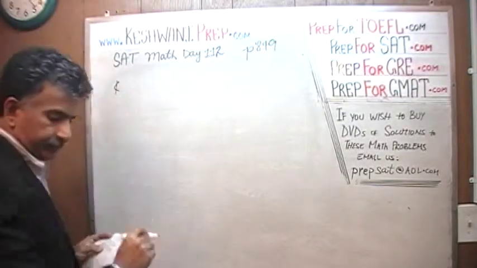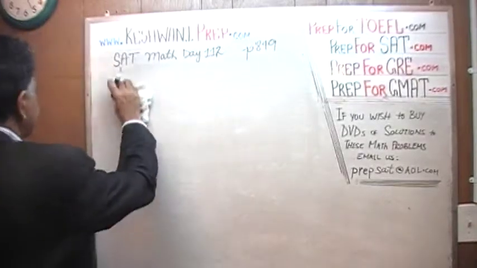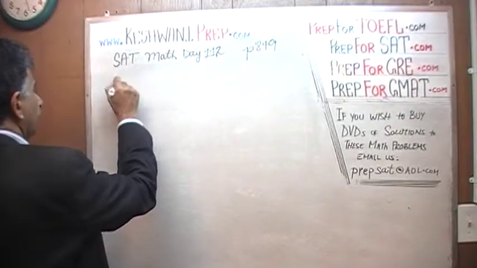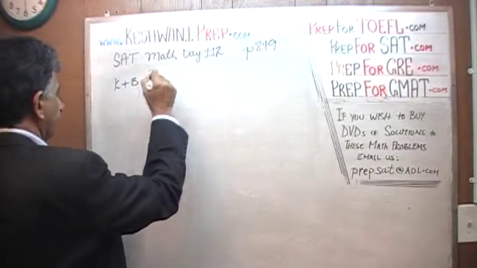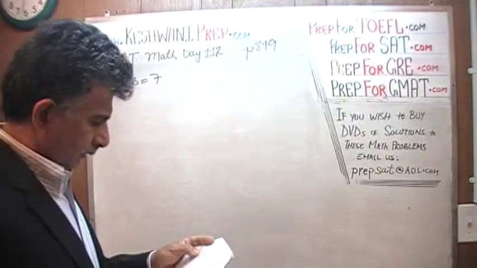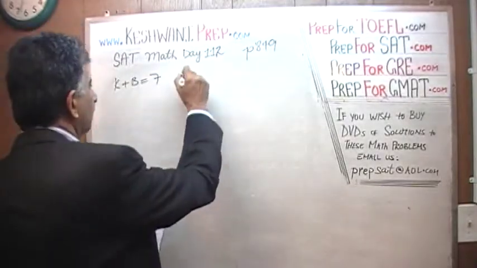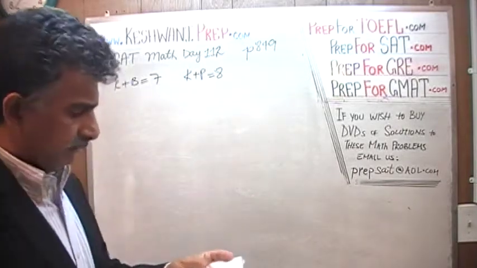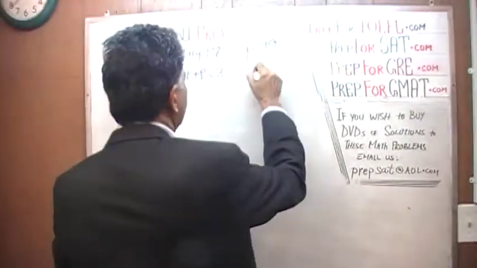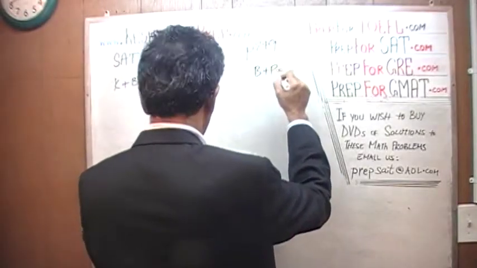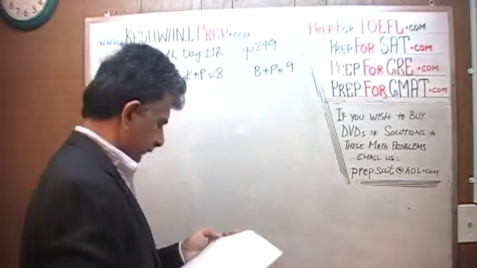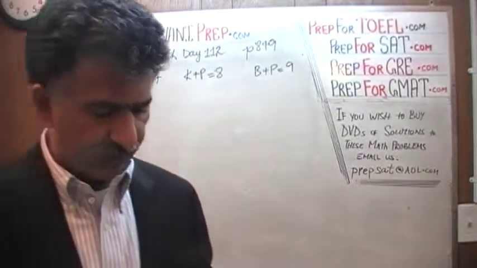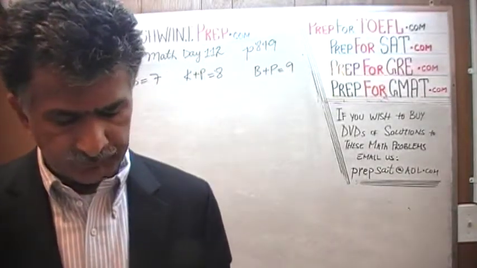Kitten and a bunny weigh 7 pounds. Kitten and puppy weigh 8 pounds. And finally, bunny and puppy weigh 9 pounds. The question simply is, what's the weight of the puppy?